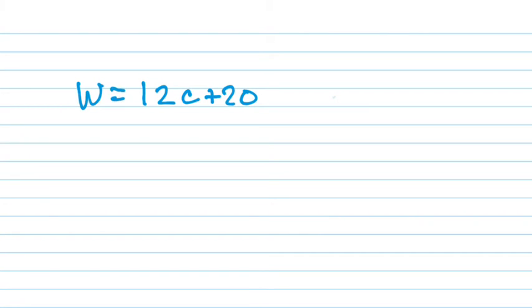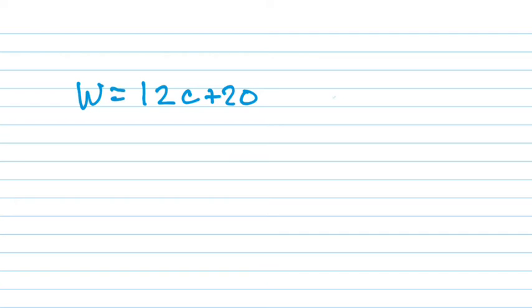And again, why would they use W? It stands for the weight. Why would they use C? That's the number of cartons, right? So if I tell you, find the weight for 15 cartons, then you would put the 15 in place of the C, the number of cartons, okay?